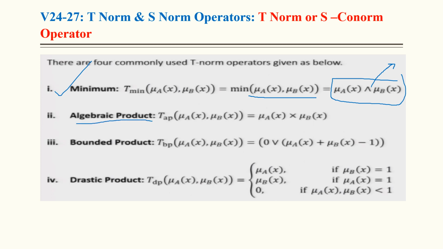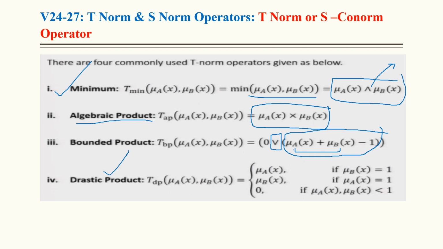Algebraic product. In algebraic product, we just multiply the membership values, right? Very simple operation. With the help of an example, we can see them in the next 2, 3, 4 slides. Bounded product. In bounded product, first we have to take the union of 0 and the membership value of mu A plus mu B minus 1. Whatever output comes, we take the union value. This is the OR operator, or we can say union.